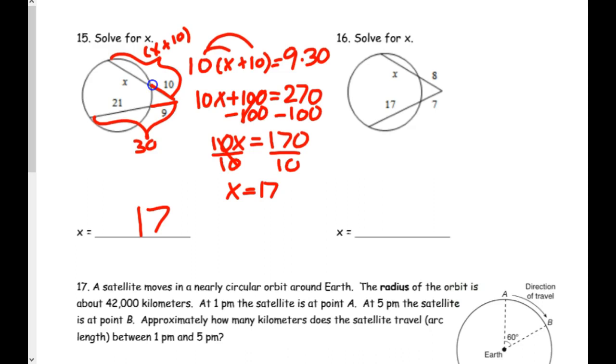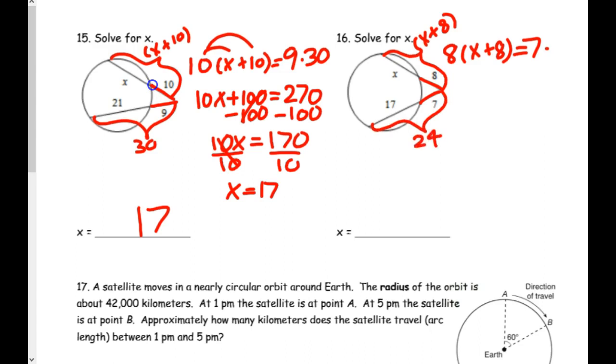16. Outside is 8 times the whole thing, which is x plus 8, right? So 8 times x plus 8 equals the outside, 7, times, not 17. What's the whole thing? 17 plus 7 is 24. So 7 times 24.